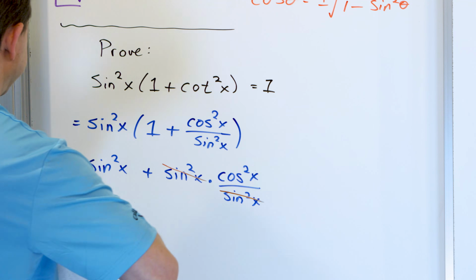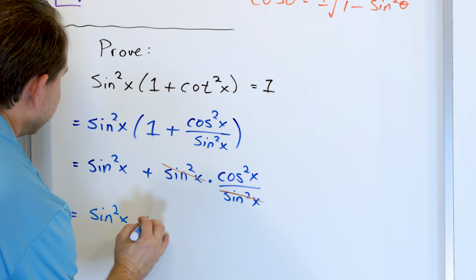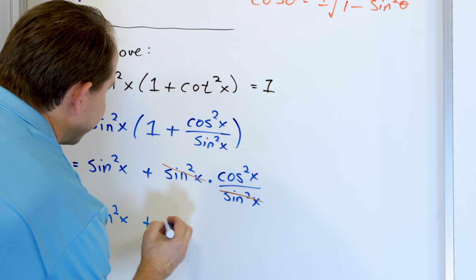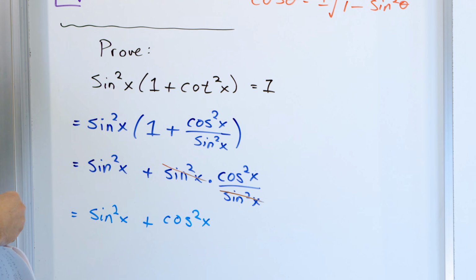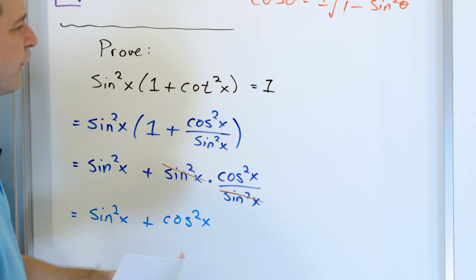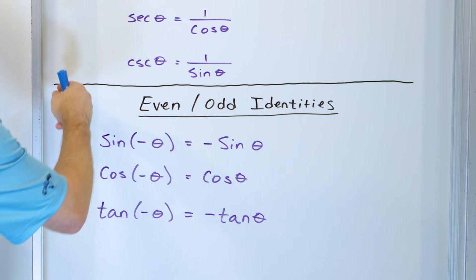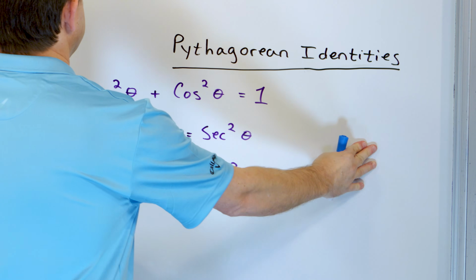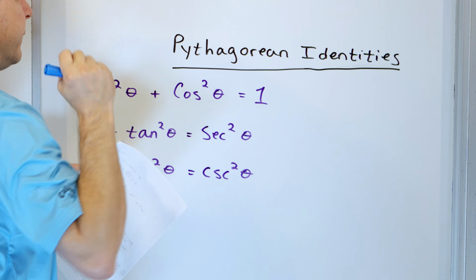So what do we have left? We only have sine squared plus cosine squared of x. Now, does this look familiar? We've been using it over and over again. Anytime in a trig expression you see sine squared plus cosine squared of the same angle, you can just replace it with the number 1.